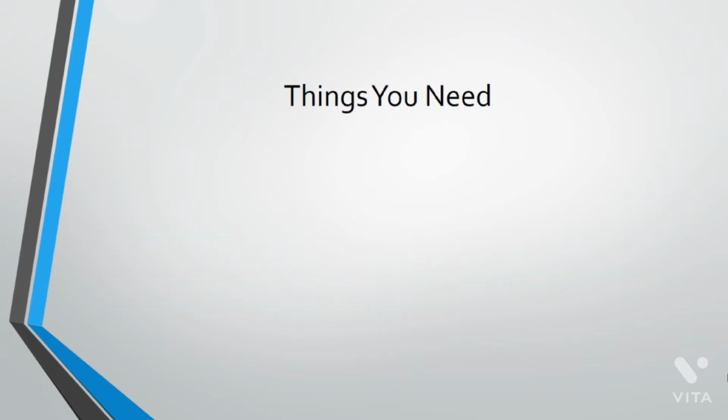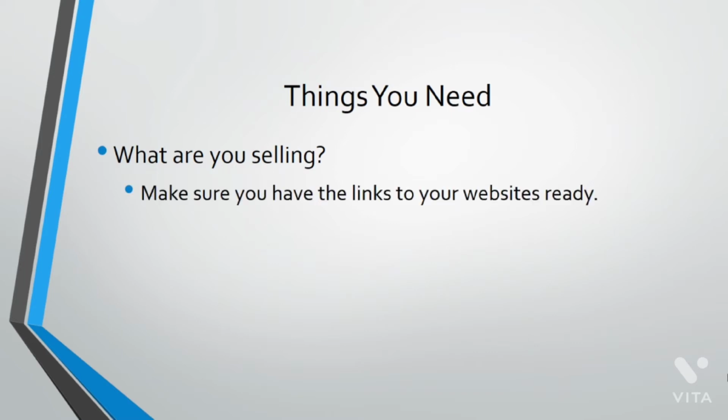So before we get started, I want to talk about the things that you need. You need to figure out what you are selling. And I'll talk more about that in video number 2 when we talk about the attack plans. And then I want to make sure that you have links to your websites and they are ready. It's okay if you don't have them now, but it's just something that you need to think about and you need to have in hand. Then, of course, you need to have access to software. And I'll elaborate further when we get to that point.